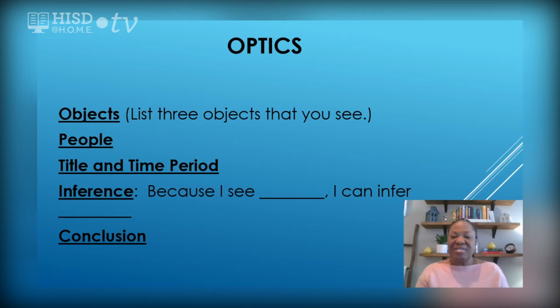So you may not know exactly what's going on, but in an inference, you can say, because I see this, I can infer that. So because you see certain things, you can come to an inference, or you can guess what's going on. And then our conclusion. You'll come to a complete conclusion based on the objects, the people, the title and time period, and the inference. That'll help you come to your conclusion. So let's take a look at this picture here.